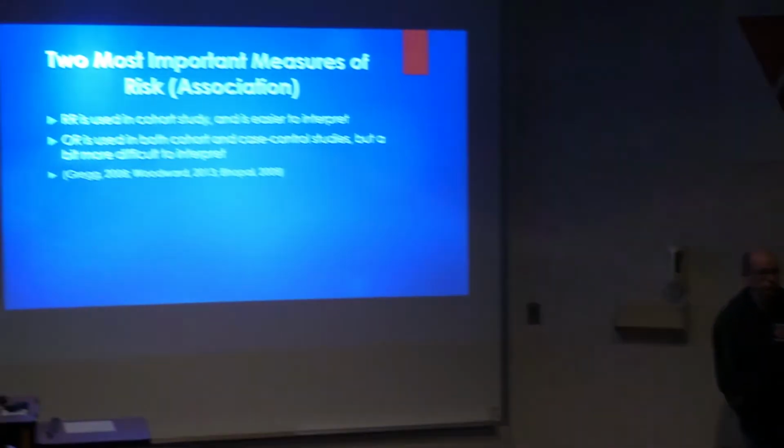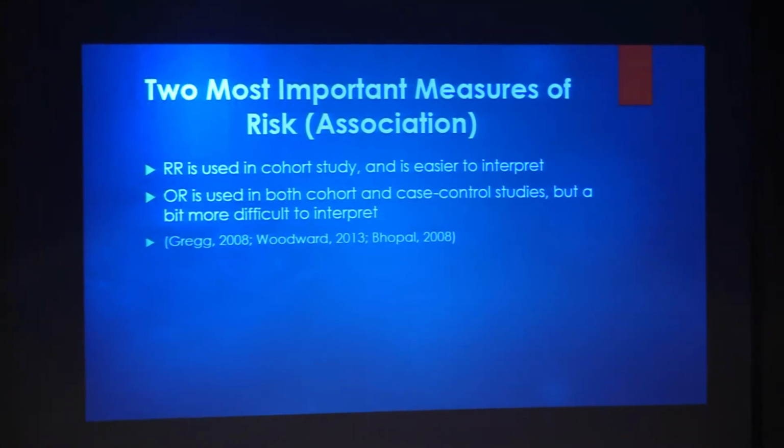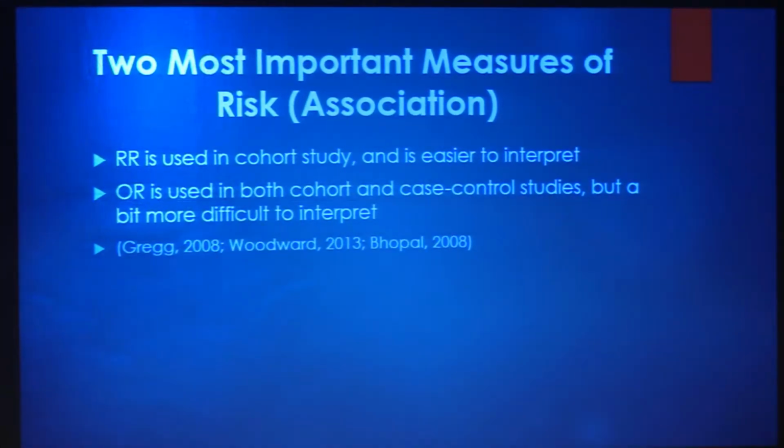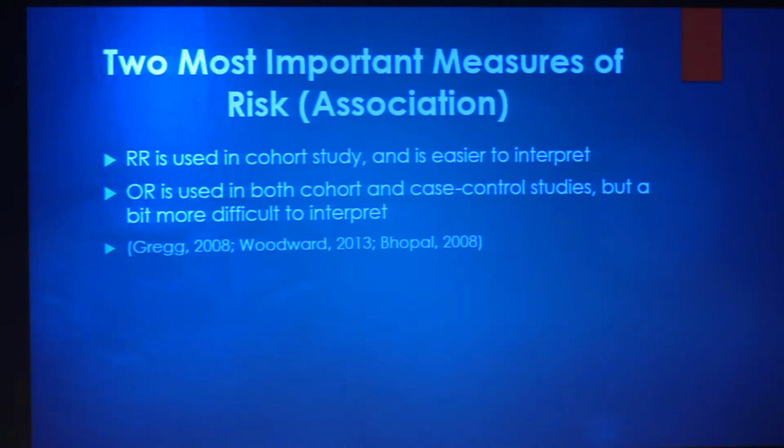The risk ratio is used mostly in cohort studies, and it's easier to interpret because you are comparing 2 probabilities, or risks. The odds ratio is used in both cohort and case control studies, but it's a little bit more difficult to interpret, right? You're going to see what I mean in a minute.